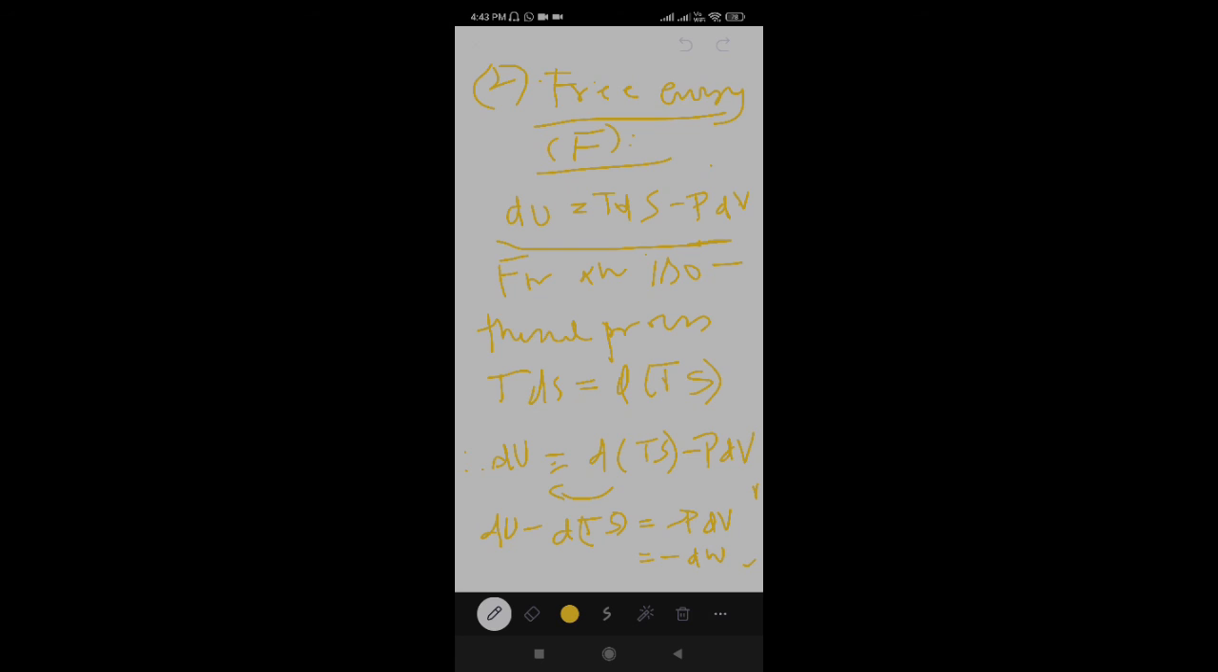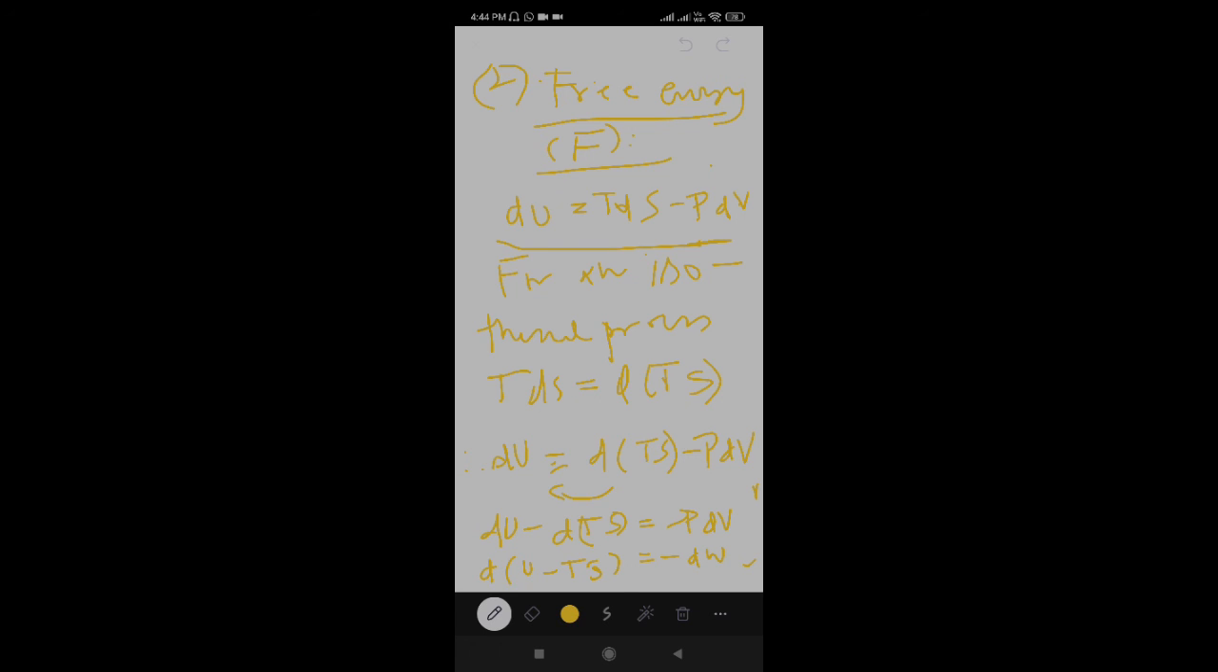PdV means dW. See here, dU minus d(TS), you take d common. Here you are going to get U minus TS inside the bracket. It is very clear. d of (U minus TS) is equal to minus dW. What is such a quantity U minus TS? This is called the free energy function.